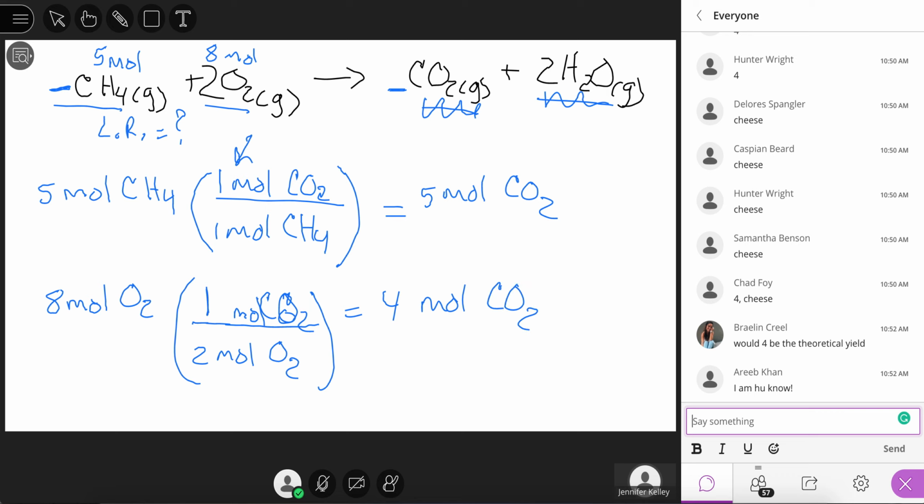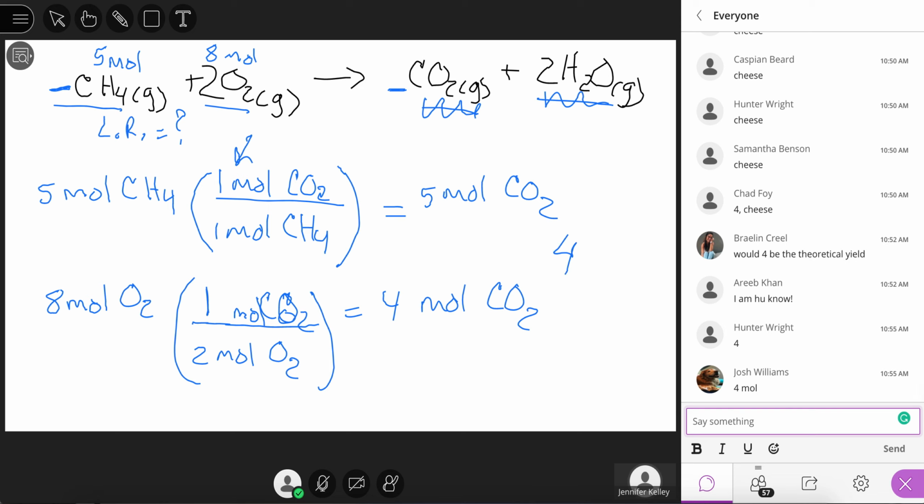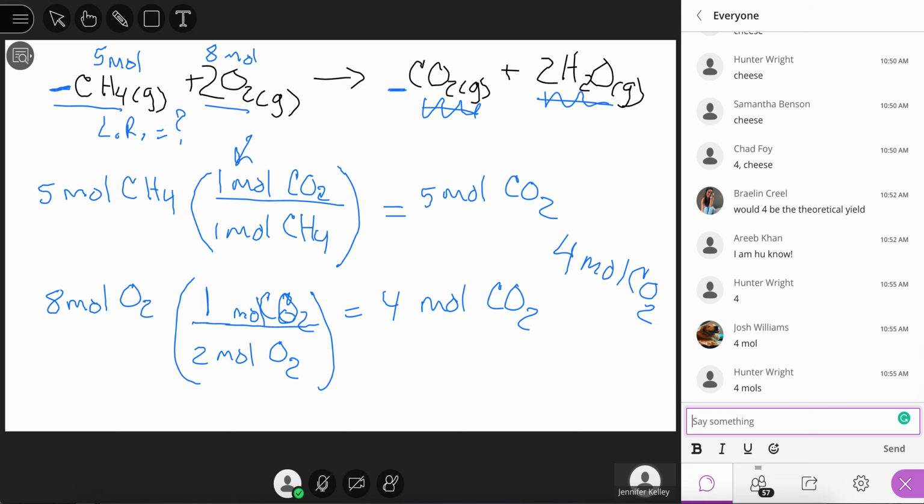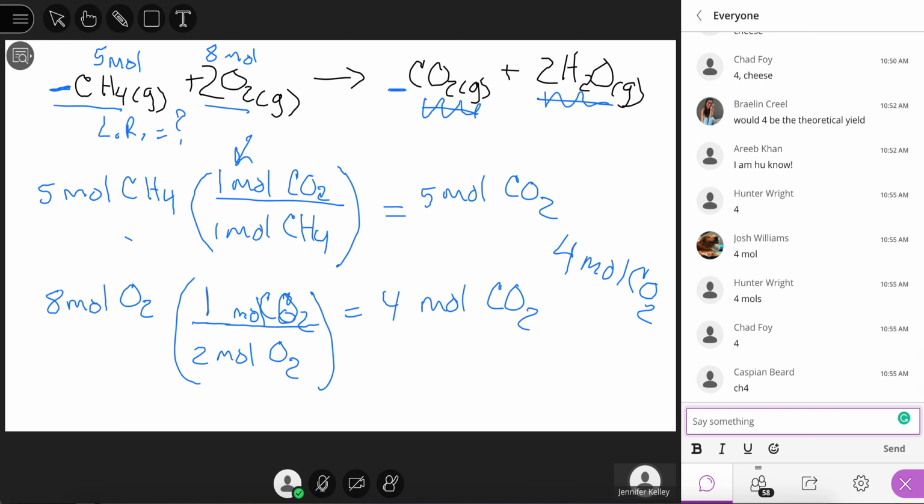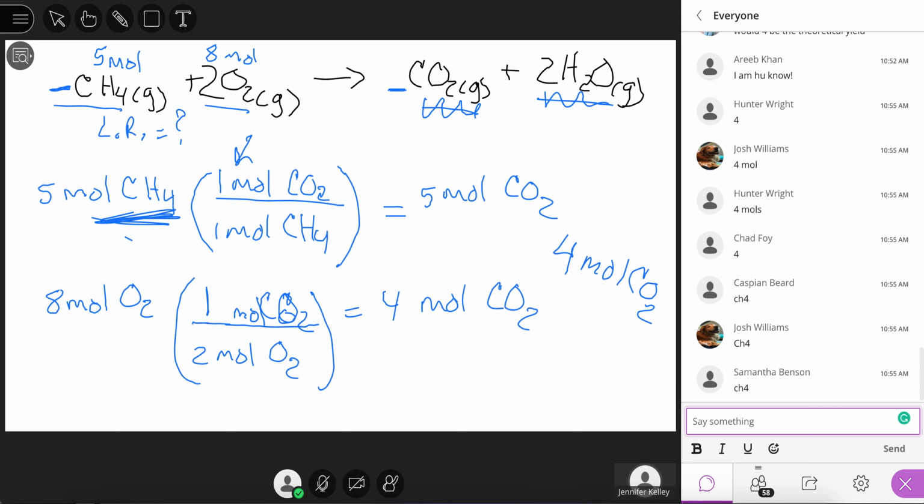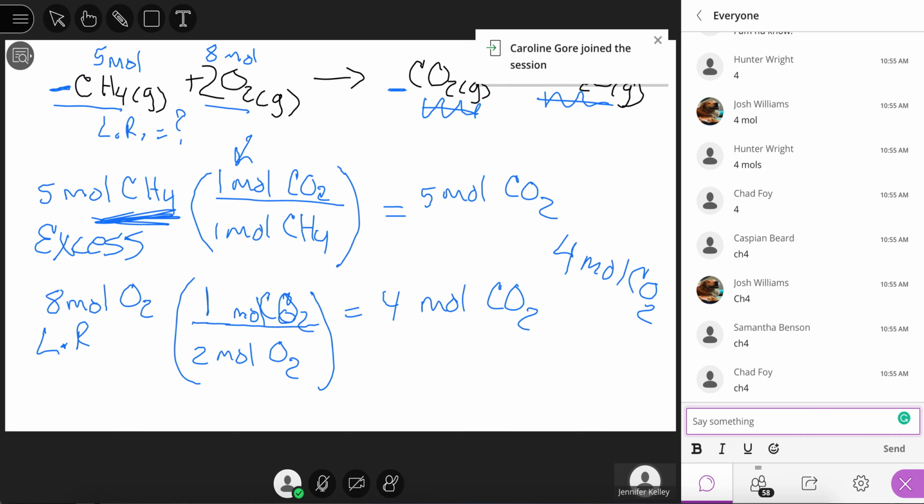All right. What is the most carbon dioxide I can make with these ingredients? 4. And which one will have some left over? That'll be the CH4. So this is called excess. And this is called limiting reactant.